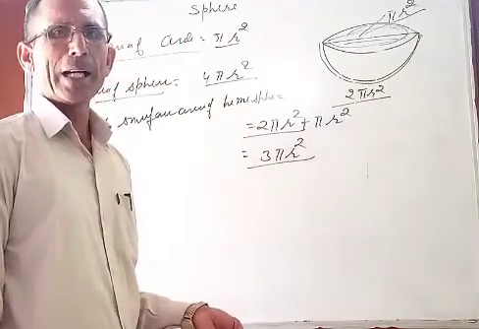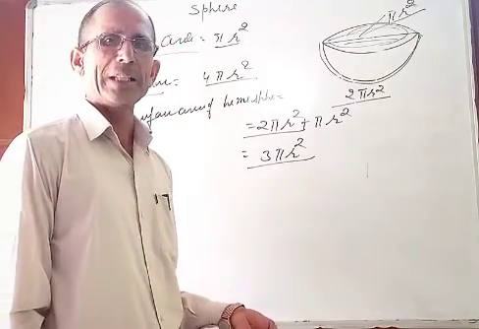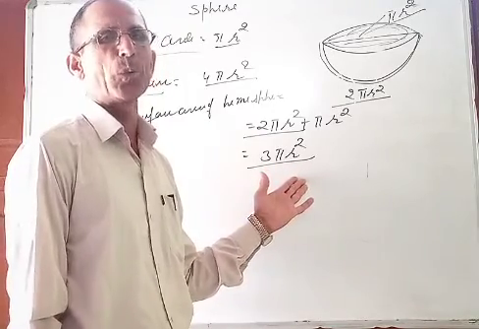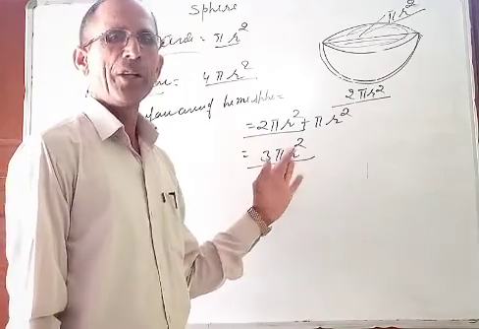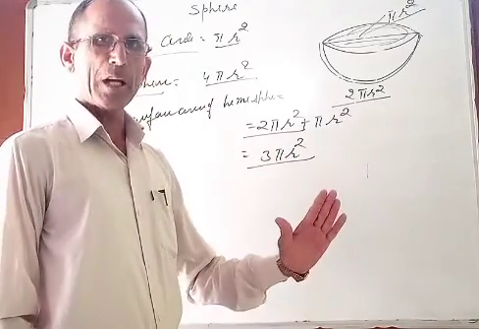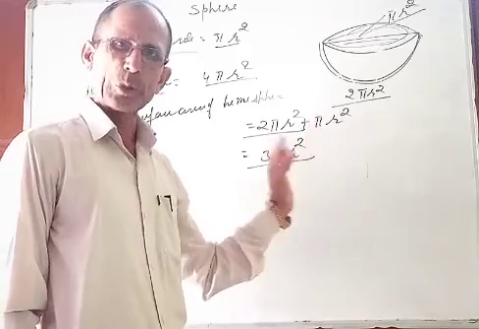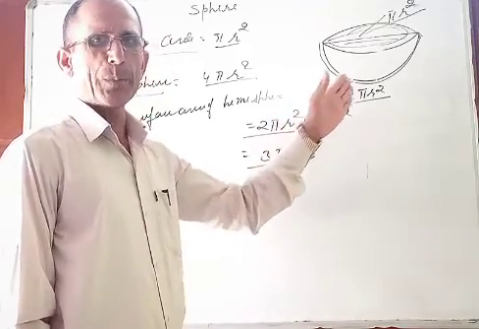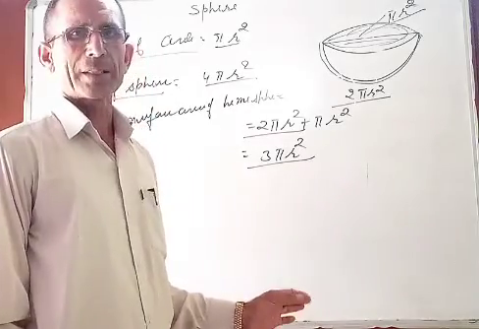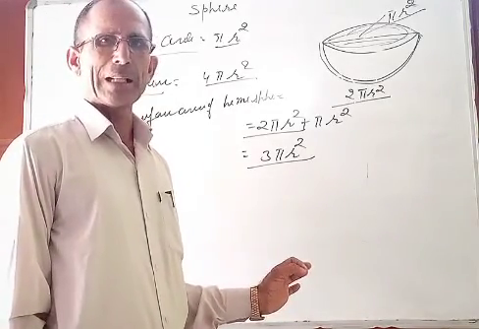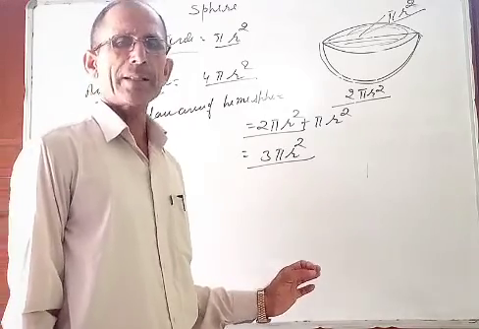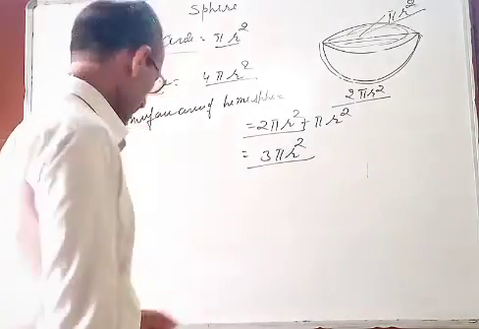So area is already measured in square units. If centimeter square, decimeter square, you already know this thing. Don't forget to put the square unit when you are finding the area, otherwise 1 mark will be cut. So the area of a sphere is 4 pi r square and the area of a hemisphere is 3 pi r square. Now every student will learn these two main formulas related to areas. Now some questions related to areas.